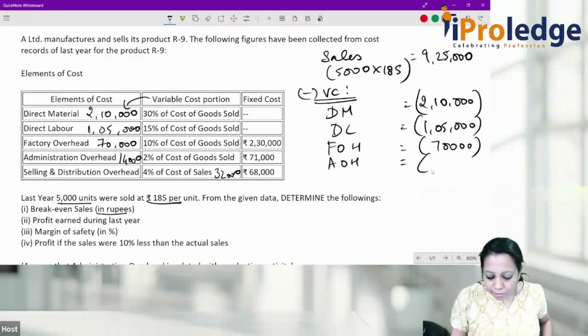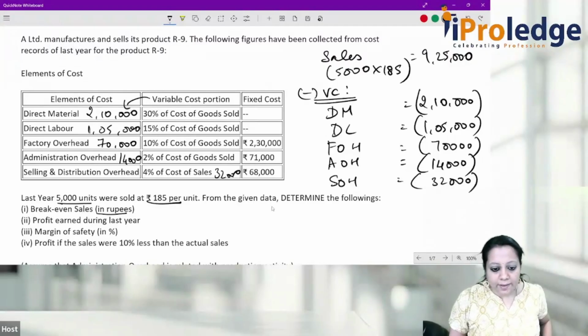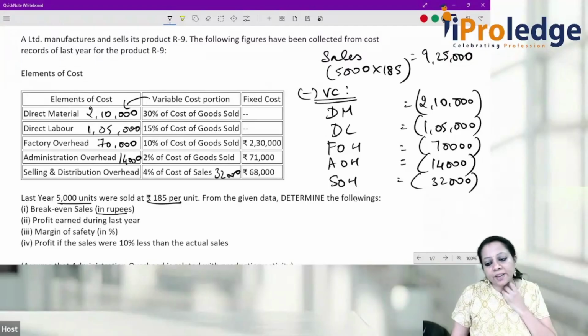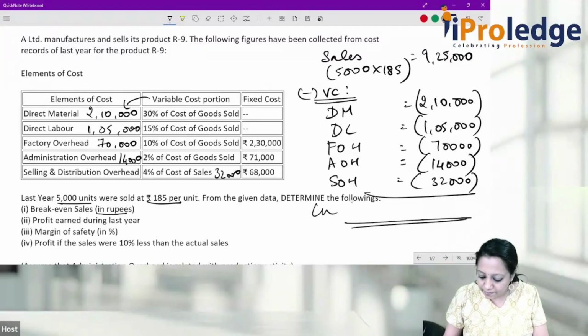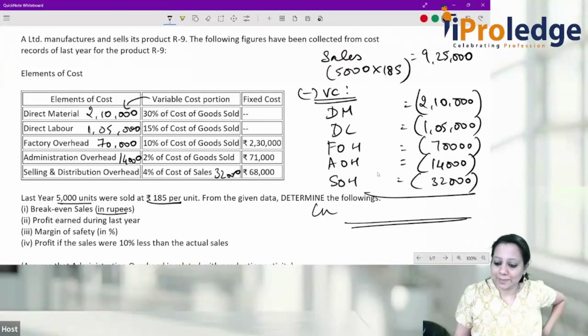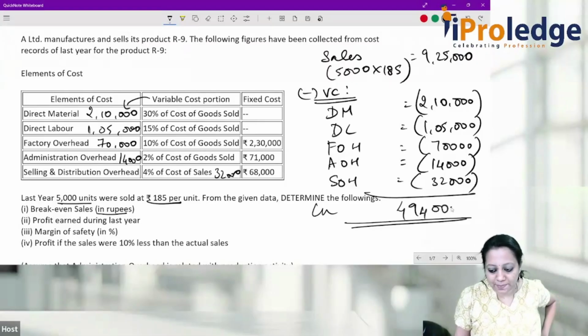AOH, 14,000. Selling overheads, that is 32,000. Have we considered everything? Yes, we have. 5 items are there, 5 we have taken. Contribution, let us do that. 4,94,000. 4,94,000.